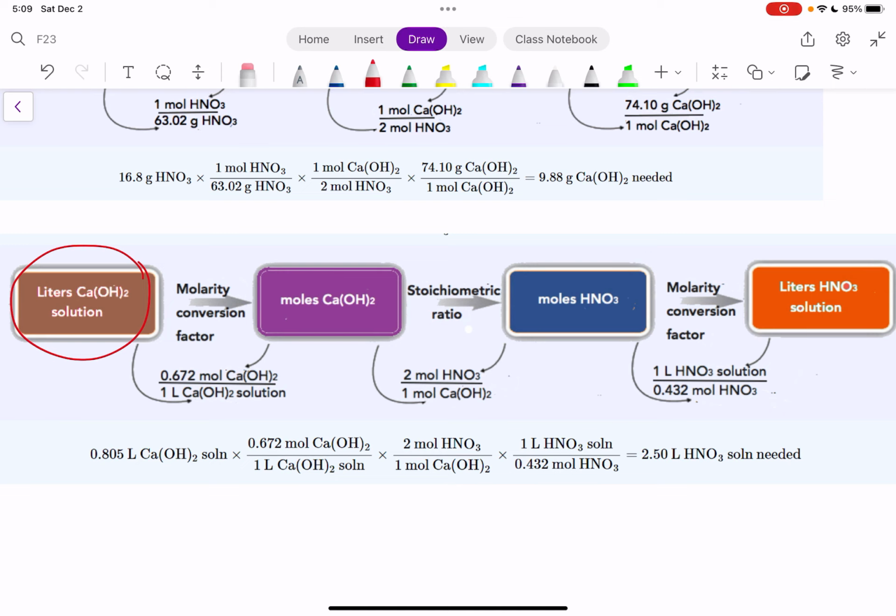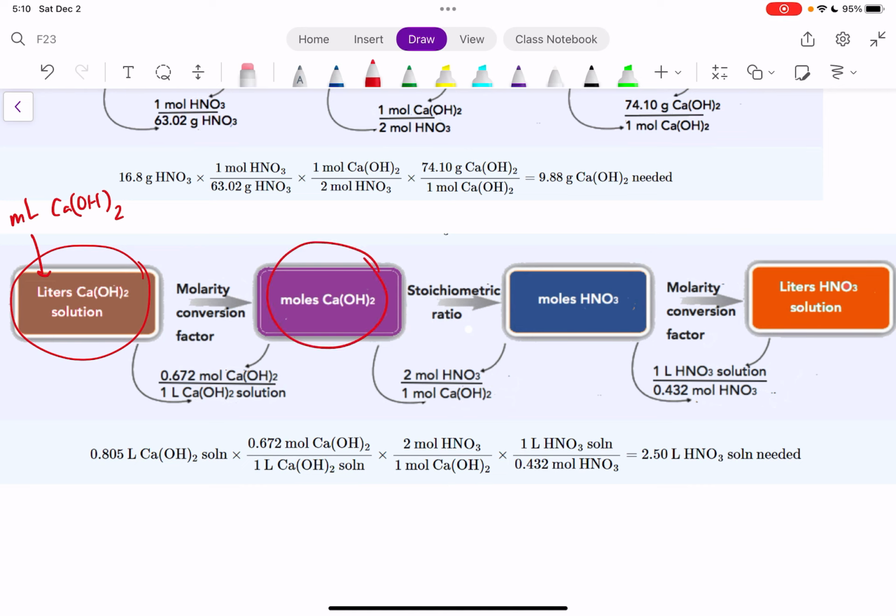We don't know how many liters. We were actually given that volume in milliliters, so we'll have to convert to liters first. But we do know how many milliliters, and we know how to convert from milliliters to liters, so that's a pretty quick step. So we're going to go from milliliters of calcium hydroxide to liters of calcium hydroxide. And then we want to get to moles of calcium hydroxide.